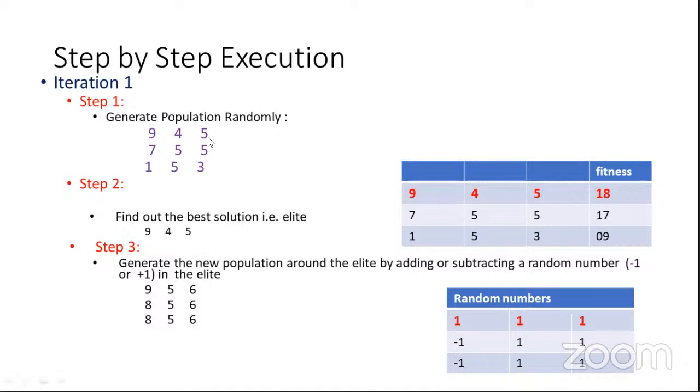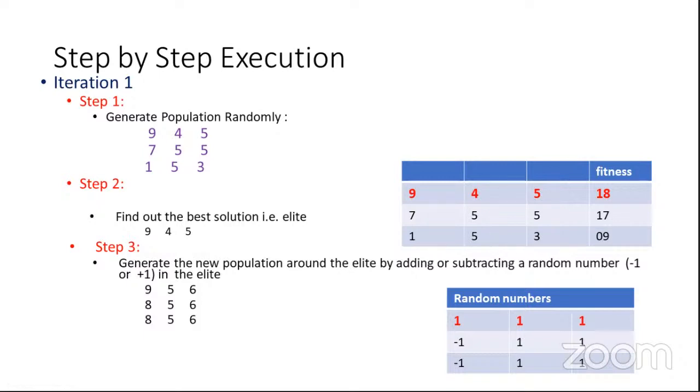The fitness of the first candidate solution is 9 plus 4, 13, 13 plus 5, 18. Fitness is given here. The fitness of the second candidate solution is 7 plus 5, 12, 12 plus 5, 17. And the fitness of the third candidate solution is 1 plus 5, 6, 6 plus 3, 9. So I evaluated the fitness of these three candidate solutions.